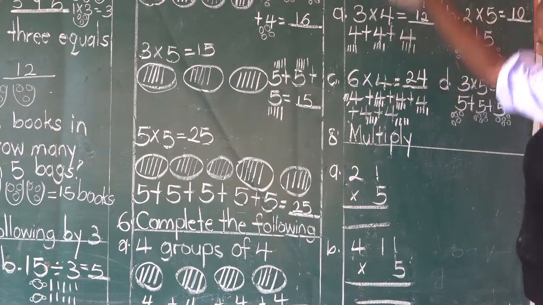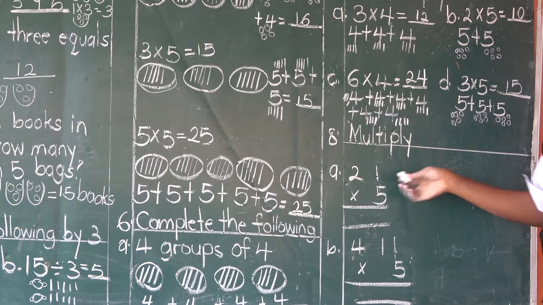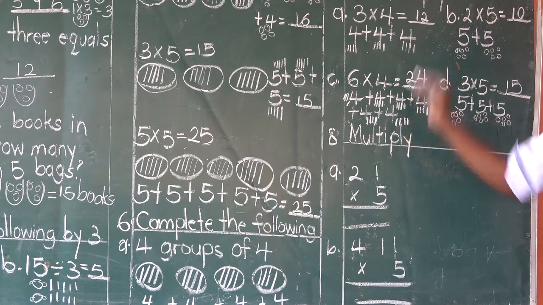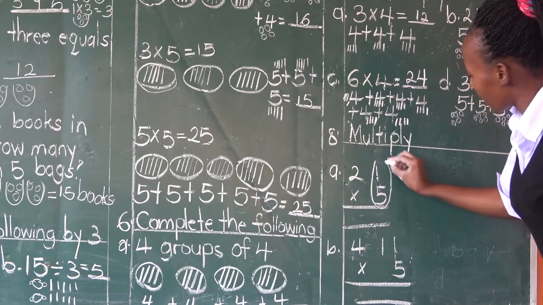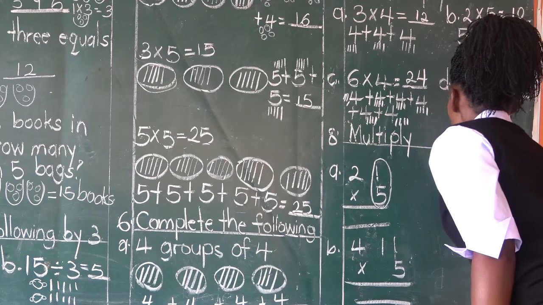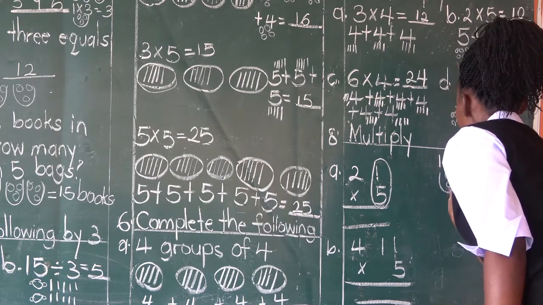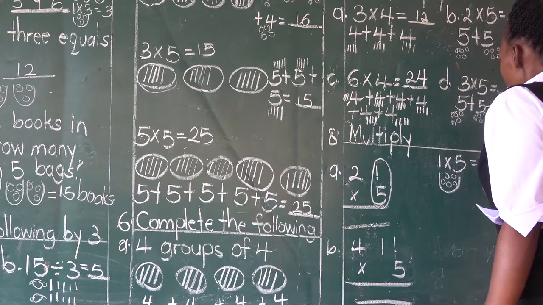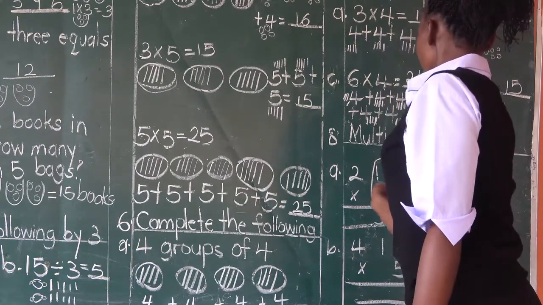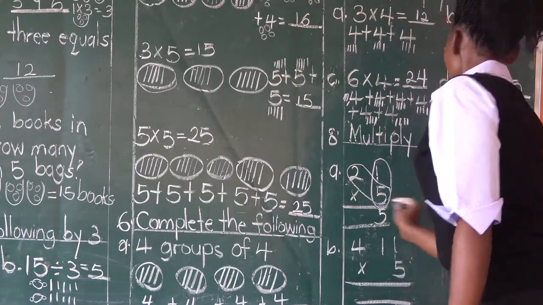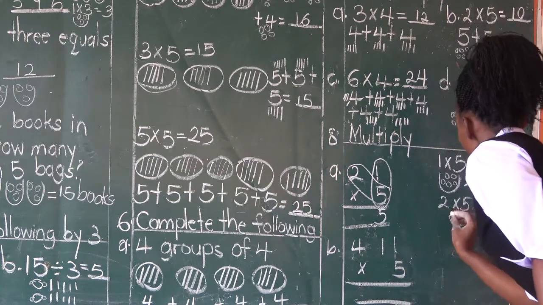And still under multiplication, we have 21 times 5. We can't form 21 groups, so we are going to use the idea of place values. We are going to first put these numbers of ours in the stack. We start with 1 times 5, 1 group of 5, and our answer will be 5. We write it under ones. We come to tens. Under tens we have 2 times 5, which is 2 groups of 5.